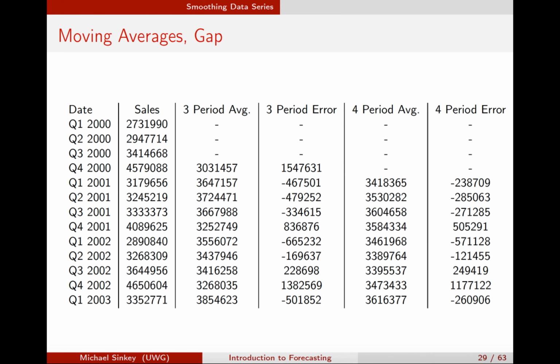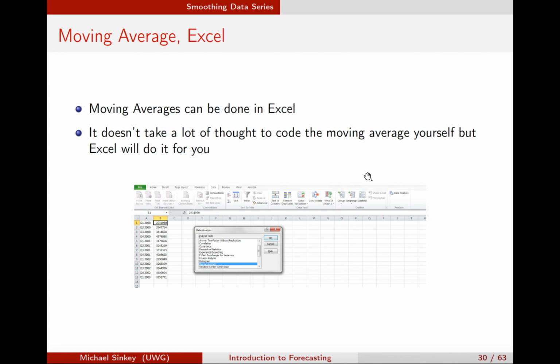And you can see that I do this here actually for the GAP data. So if I took a 3-period average, this is what the averages would look like. And if I do 4 periods, this is what the averages would look like. And I can't make 3-period forecasts for quarter 1, quarter 2, or quarter 3. I have to start in quarter 4, and I can't do it at all for any of year 2000. I have to start in year 2001.